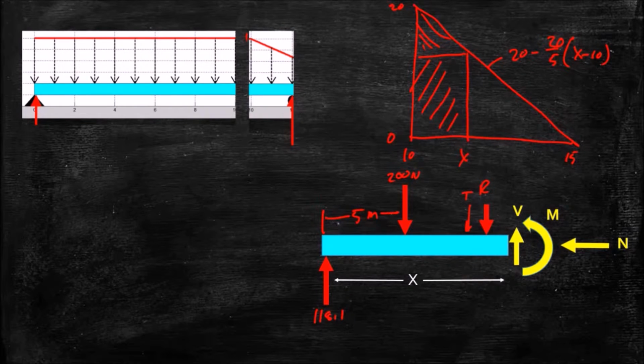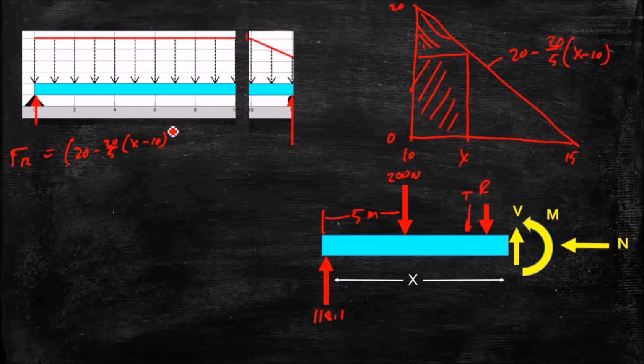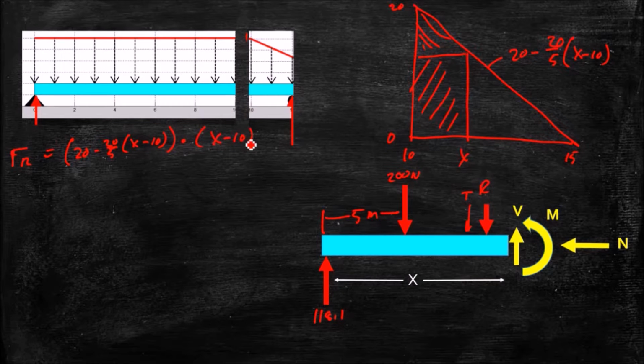So if we look at our rectangle, there's going to be a certain load from that rectangle, F sub r we'll call it, and that's going to be equal to the height of the rectangle, which is 20 minus 20 over 5 times x minus 10 from the equation of that line over there, times the width of the triangle, which is just x minus 10. And if I do the algebra, I end up with minus 4x squared plus 100x minus 600.